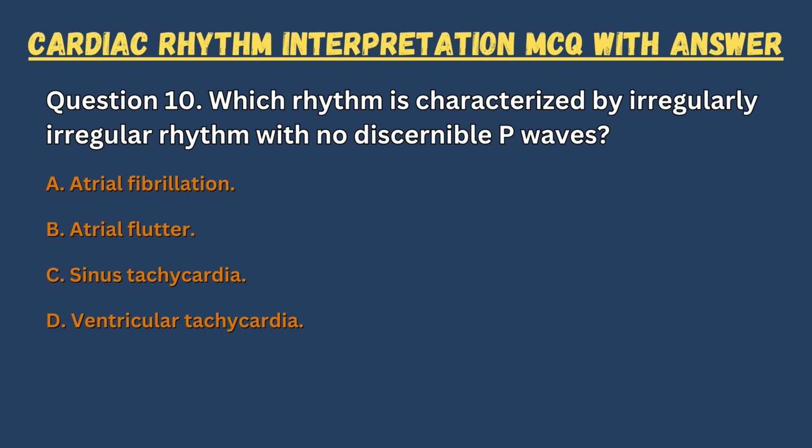Question 10. Which rhythm is characterized by irregularly irregular rhythm with no discernible P waves? A. Atrial fibrillation. B. Atrial flutter. C. Sinus tachycardia. D. Ventricular tachycardia.